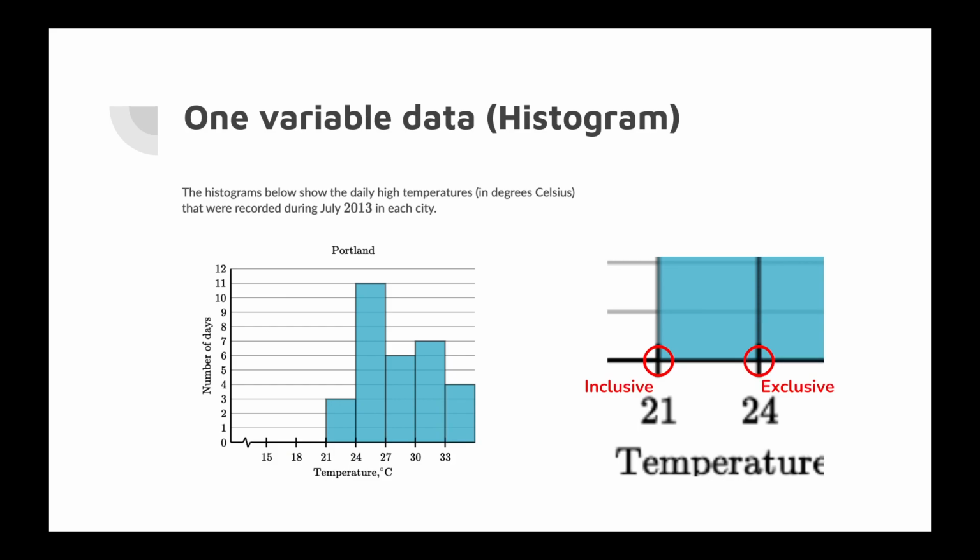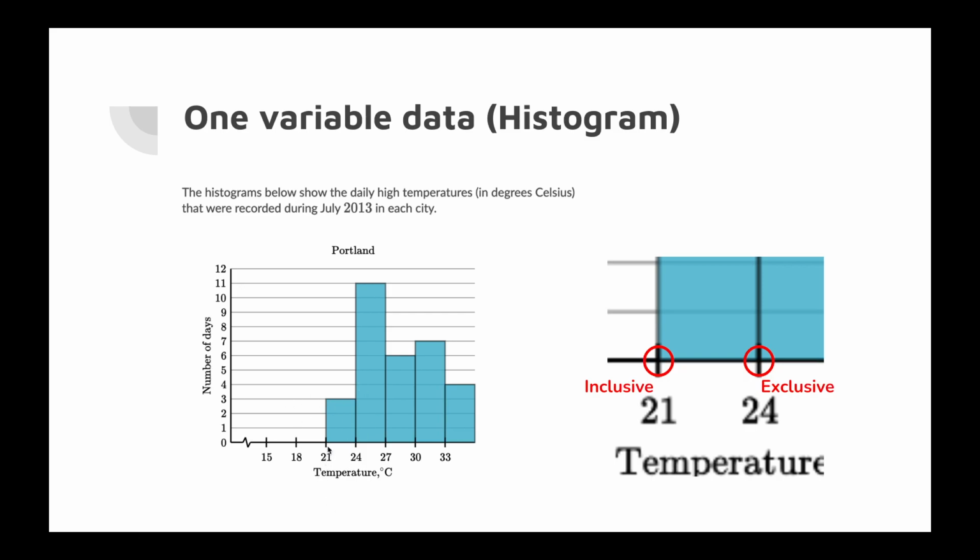I just brought one example from Khan Academy. It says the histograms below show the daily high temperatures in degrees Celsius that were recorded during July 2013 in each city. Okay, so you can see there are some bar graphs that are right next to each other, and each of them has different heights. So let's take a look at this part.